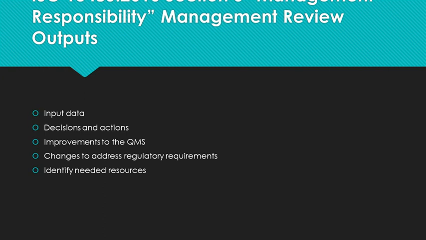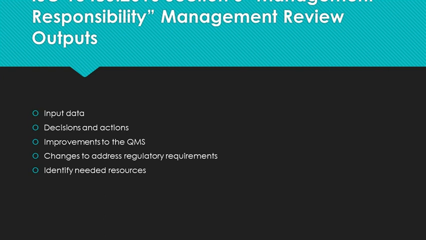Now, we've done the input to the management review. Now it's time for the output. The review output must record all of the input data as well as decisions and actions identified in the management review. It must also include any improvement to the quality management system to achieve planned results.